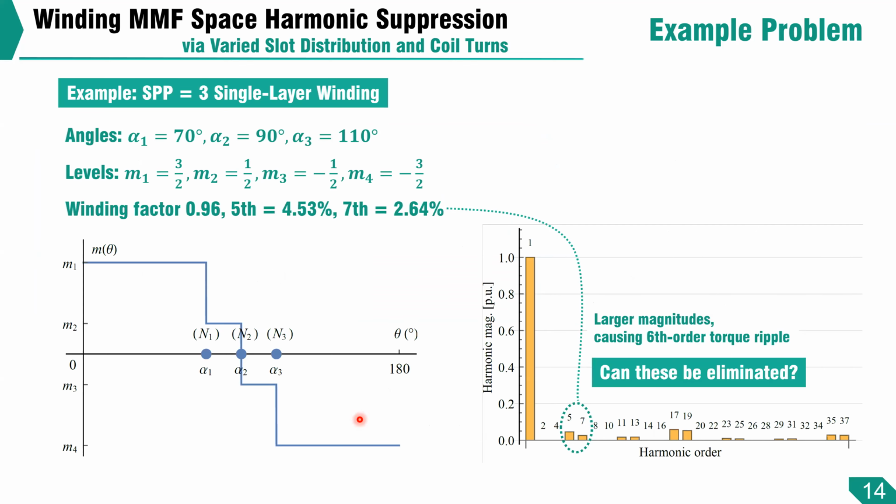Let's look at this example. We start with the SPV3 single layer distributed winding. Conventionally, with equally spaced slots and same coil turns, the slot position angles and levels are like this. If we look at the harmonic spectrum, the fifth and the seventh harmonics have larger magnitude, as a percentage of the working harmonic. And they will cause the sixth order torque ripple in the torque output. Our goal is to eliminate both the fifth and seventh harmonics, make them zero magnitude simultaneously.